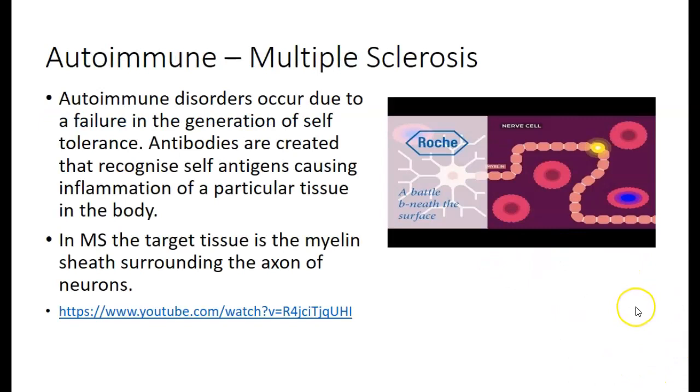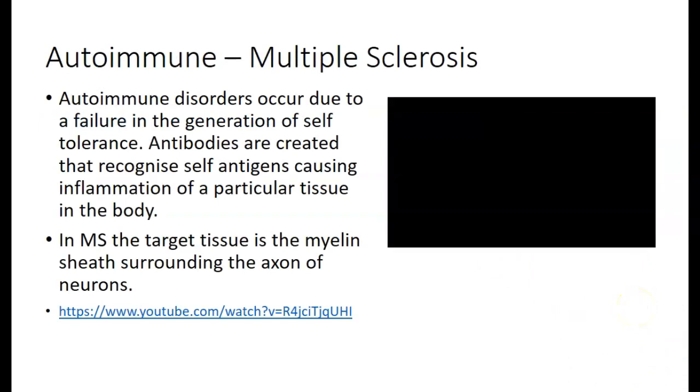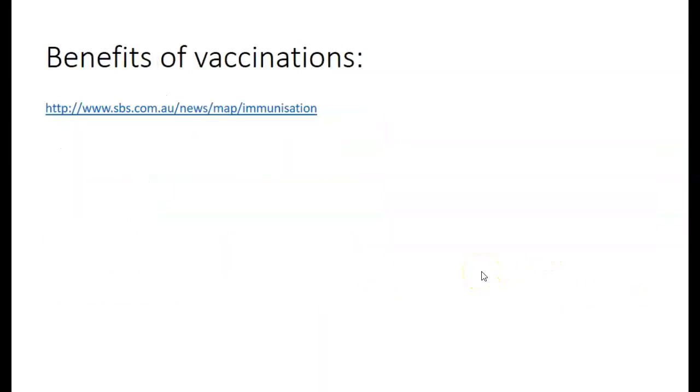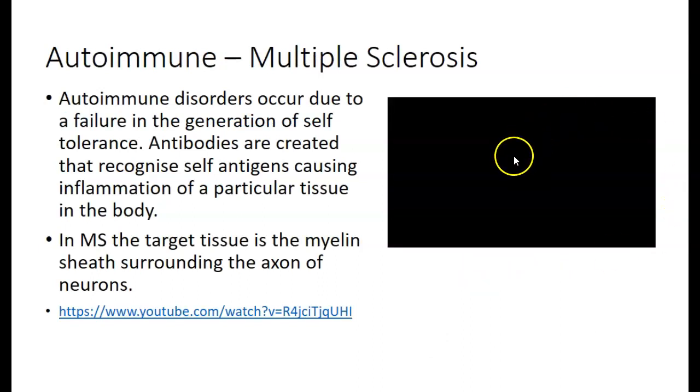Okay, so then that takes us to our deficiencies or diseases of the immune system to have a look at. So first, we'll look at autoimmune diseases.